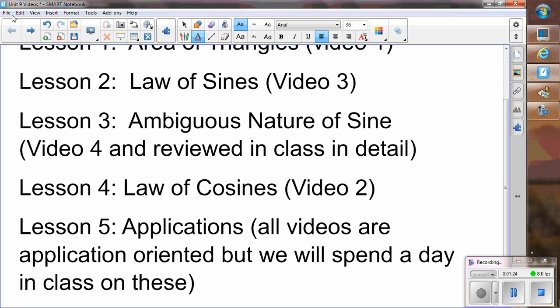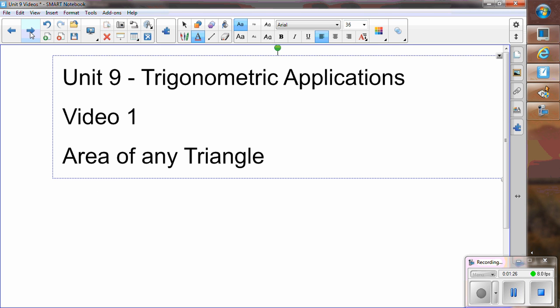Okay, so now we're going to move on to area of any triangle. So these are trigonometric applications, which means we are dealing with degrees, but we're dealing with them in a more familiar aspect than we dealt with them in Unit 7, where we were graphing them. Here, we're going to put them back into geometric figures. So the first one we're going to look at is the area of any triangle.